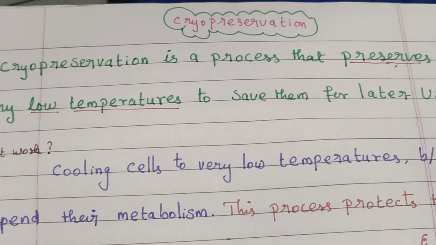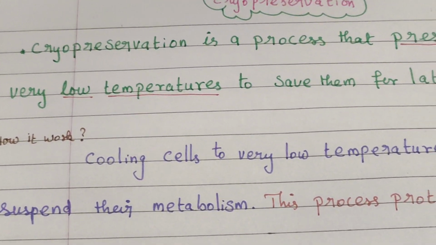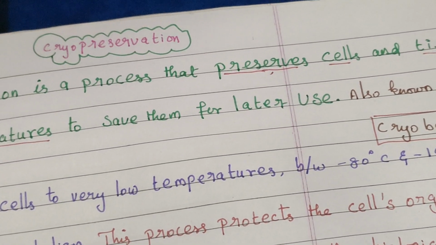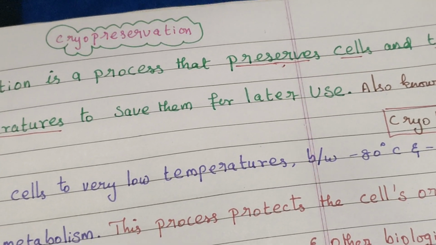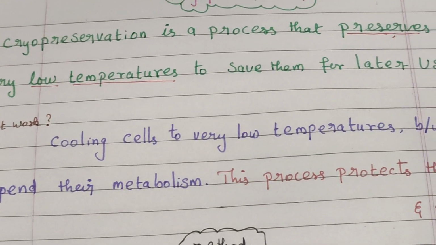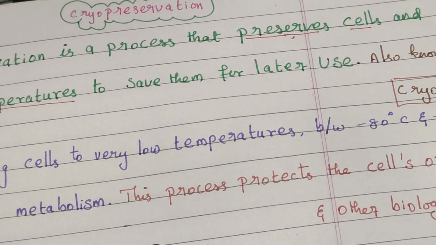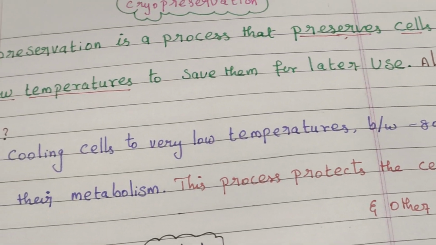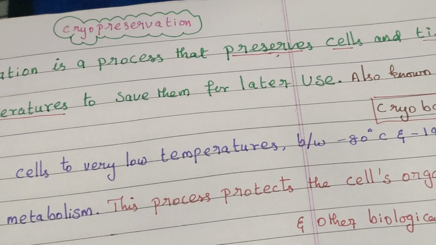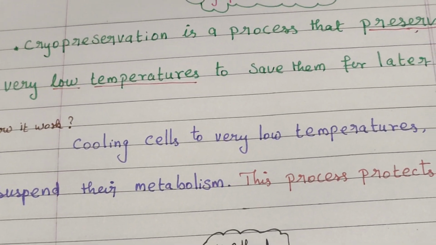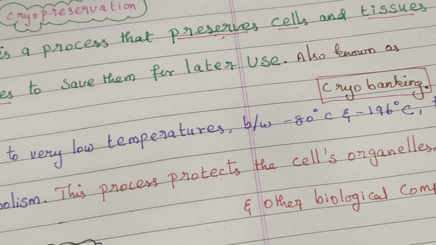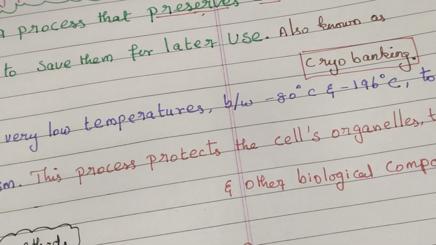In this video, we'll discuss cryopreservation. Cryopreservation is a process that preserves cells and tissue. In this method, we can preserve cells and tissues at a very low temperature to save them for later use. This method is also known as cryobanking.